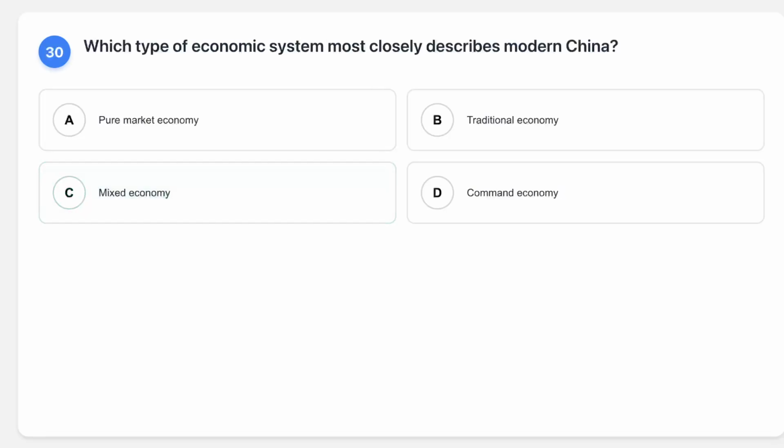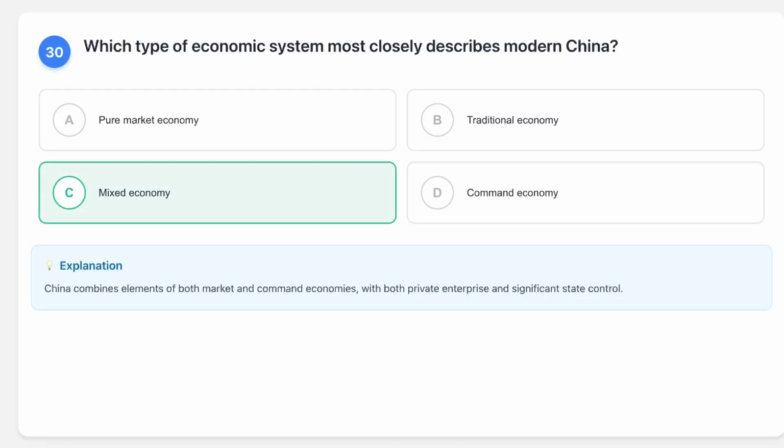Question. Which type of economic system most closely describes modern China? Option A. Pure market economy. Option B. Traditional economy. Option C. Mixed economy. Option D. Command economy. Explanation. China combines elements of both market and command economies, with both private enterprise and significant state control.